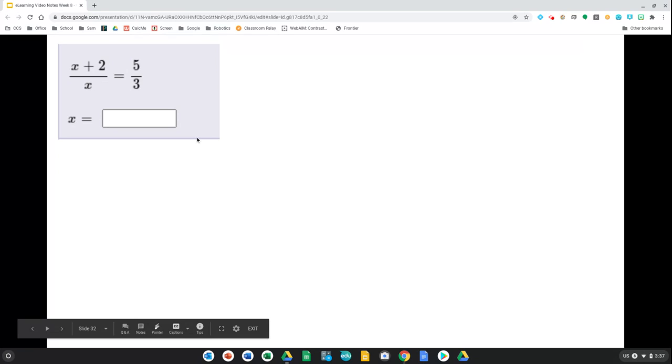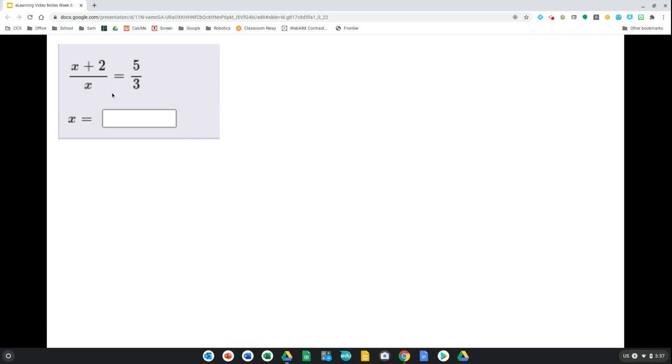Here is one of the problems. I think this may be like question number 3. Don't forget on a problem like this that you want to cross multiply. And so you're going to multiply the x and the 5 together, and you're going to multiply the x plus 2 and the 3 together to create a new equation. And so when you multiply the x plus 2 times 3, remember that's the distributive property, 3 times x plus 2. And when you multiply the x times the 5, that's 5 times x.